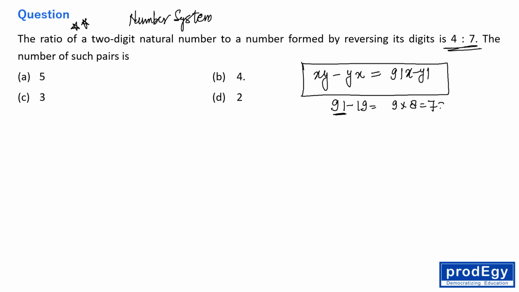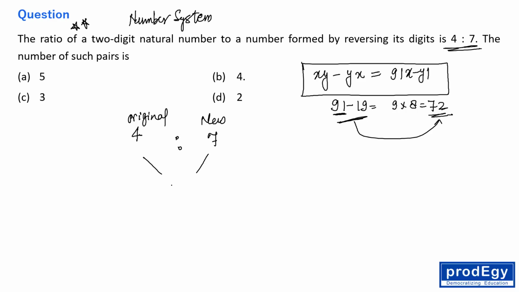So this is 72, right? So 91 minus 19 will be 72, right, everyone? So xy minus yx is equal to a multiple of 9, that is 9 times (x minus y). I repeat, the difference between a two-digit number and its reverse is always equal to a multiple of 9, right? Okay, fine. So the original number and the new number are in the ratio 4:7.